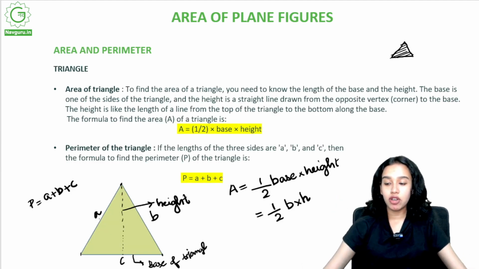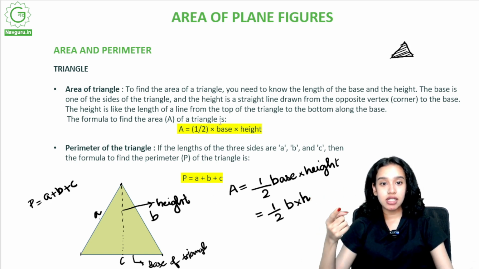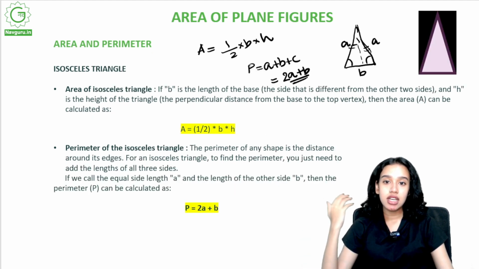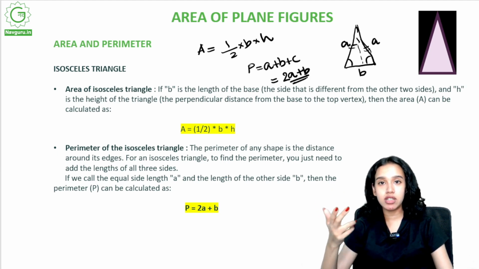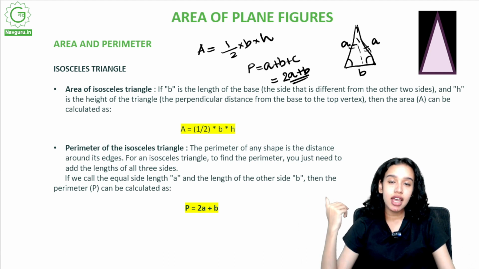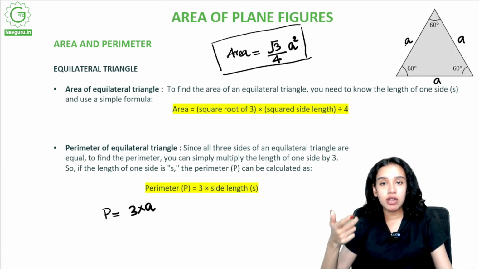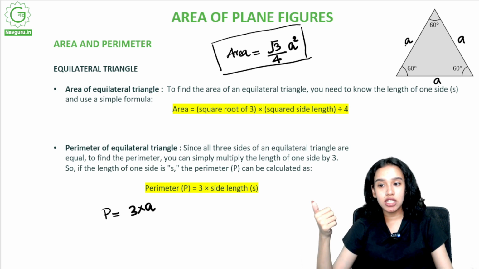Now what does area of plane surfaces include? We talked about triangle. The area of triangles is half into base into height, and perimeter is a plus b plus c if a, b, c are the three sides of a triangle. Then we talked about isosceles triangle, which has the same area equation, half into base into height, and the perimeter would be 2a plus b because two sides are similar. Now equilateral triangle, the area is equal to root 3 by 4 a square when a is the side, and perimeter is equal to 3 into a.